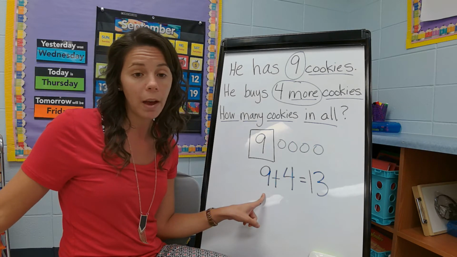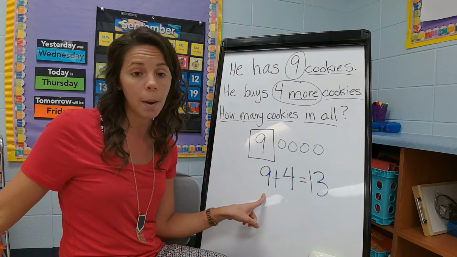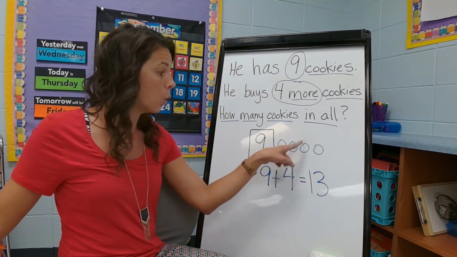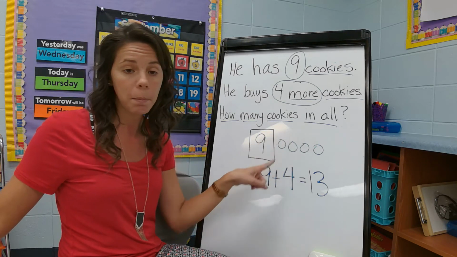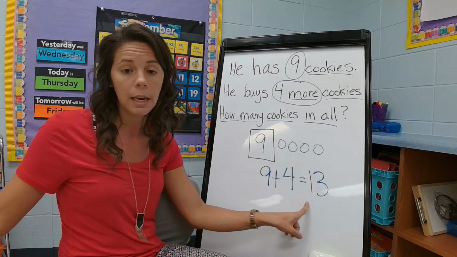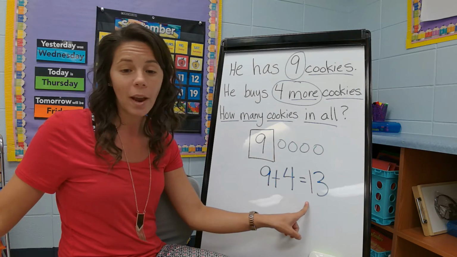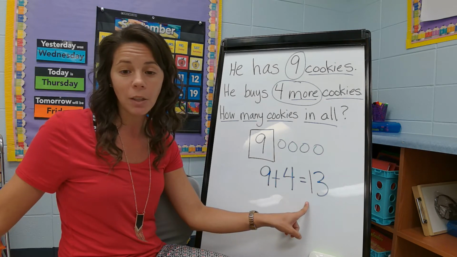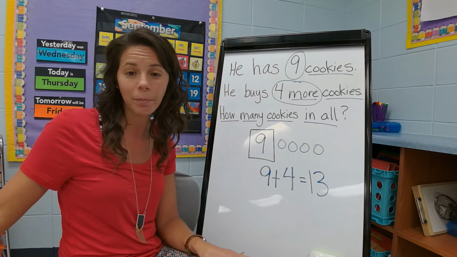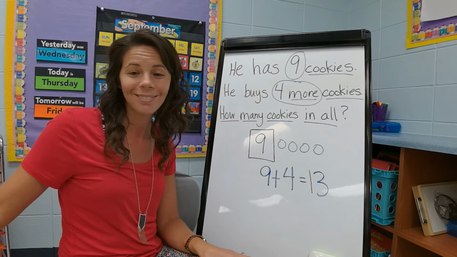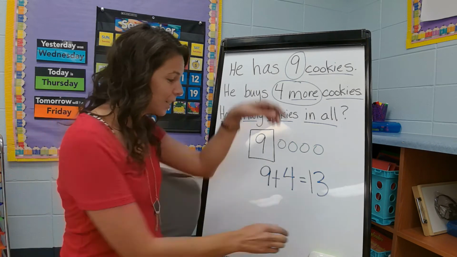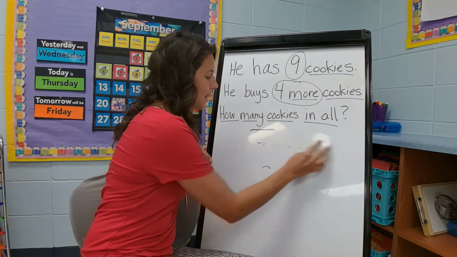Great job. I love how Clara used her number bond. She put her whole number 13 at the top and then her 2 parts, 9 and 4. Great job, Vidhir. Did anybody else work it out on their paper? All right, let's do another one. Go ahead and erase it.